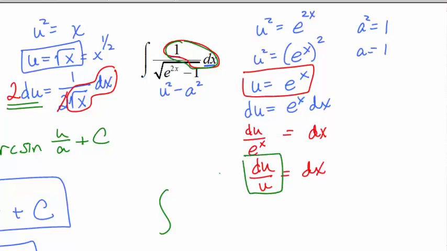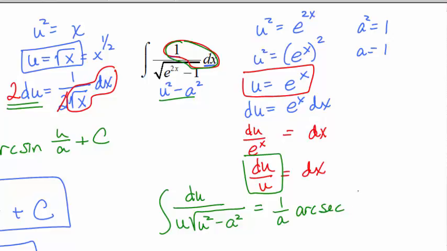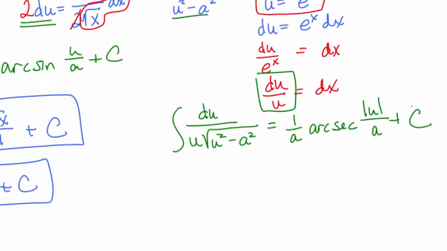dx is du over u. So du over u times the square root of u squared minus a squared. And that is arc secant. That is 1 over a times the arc secant of the absolute value of u over a plus c. Now that is really, really different.